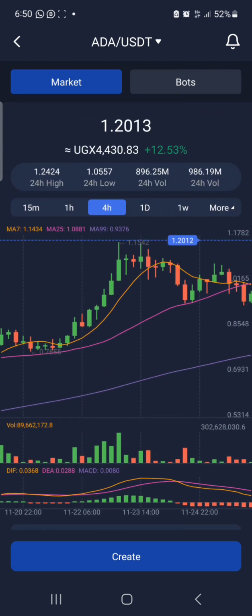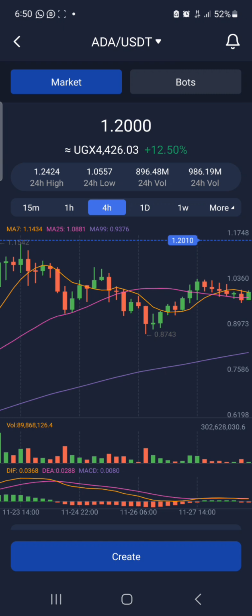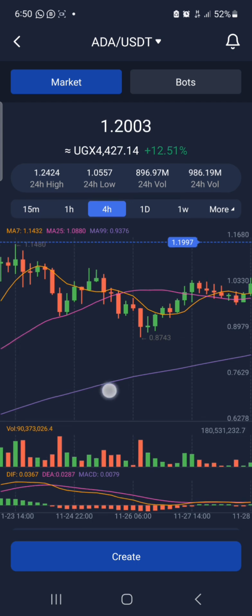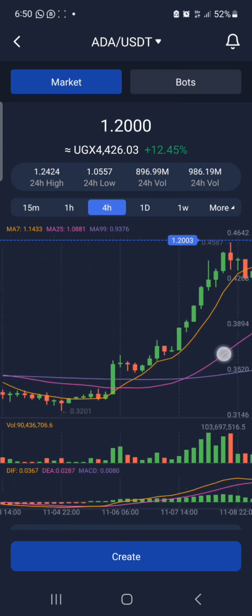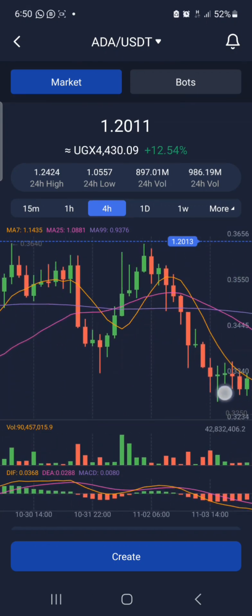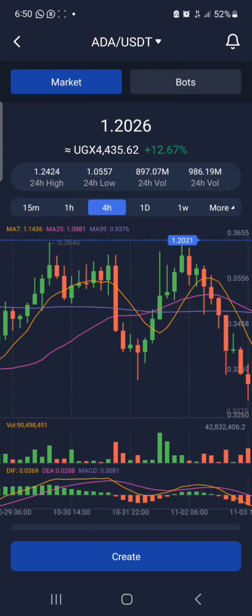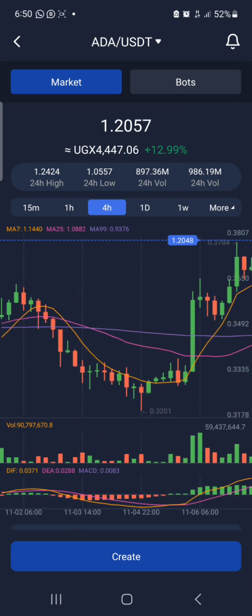Here, as we're using the moving averages to trade, we consider 2 crosses, the death cross and the golden cross. You get it? The death cross happens when a small moving average, for example the 7 moving average, crosses below the big moving average, that is the 99 or the 25. When a small moving average crosses below the big moving average, that is the death cross, like you see here.